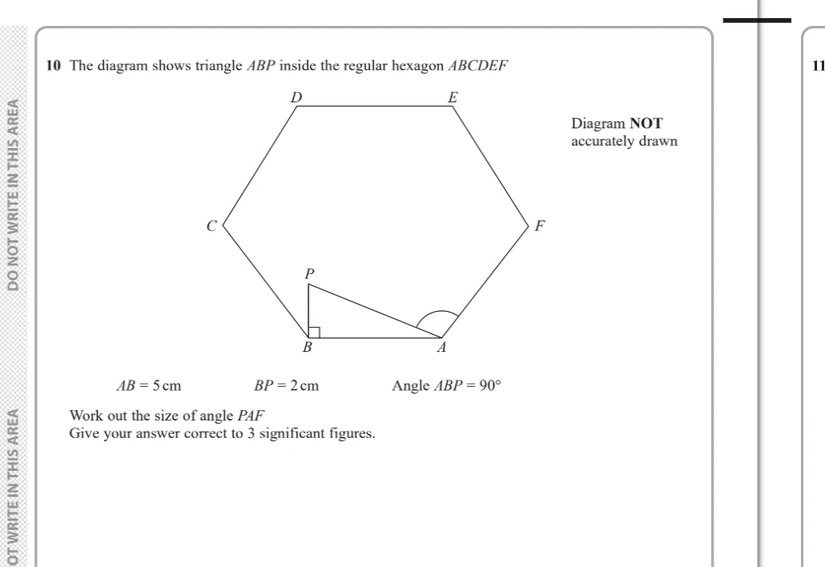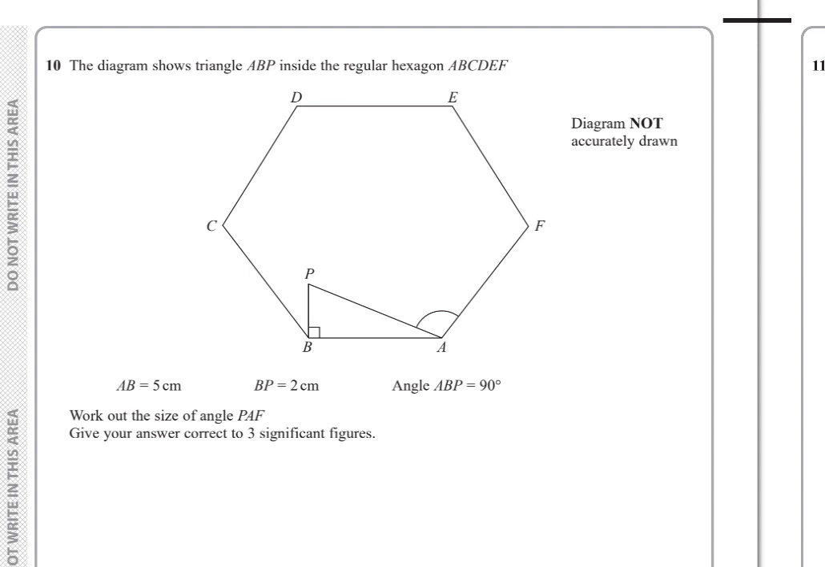Number 10, the diagram shows triangle ABB inside a regular hexagon. AB equals 5 centimeters, BB equals 2 centimeters, angle ABB equals 90 degrees. Work out the size of the angle BAF.